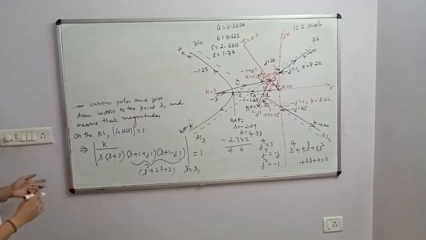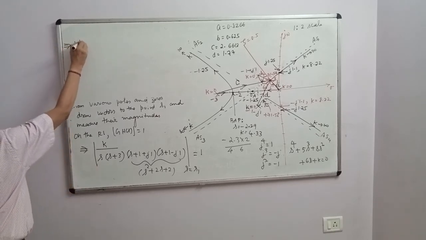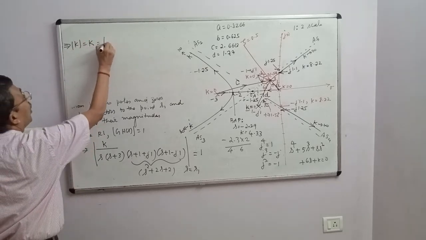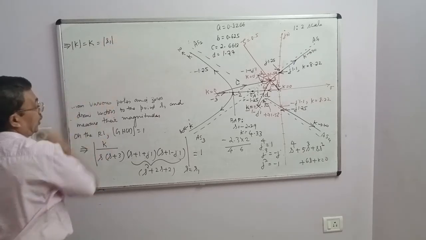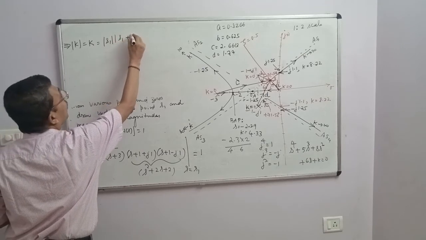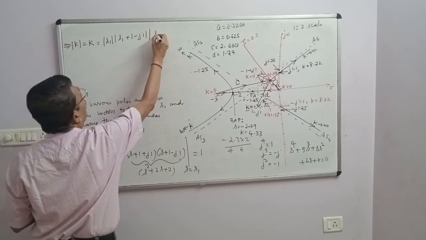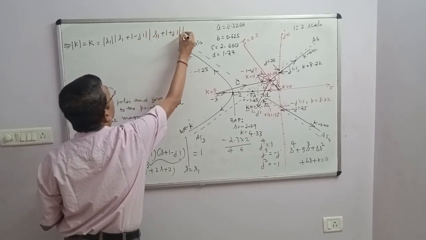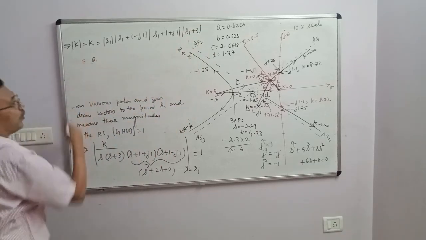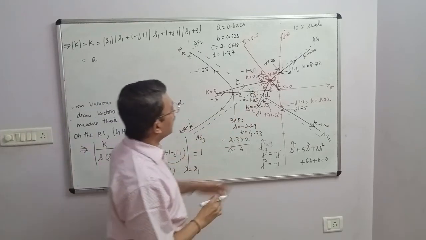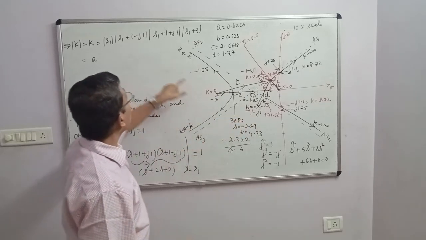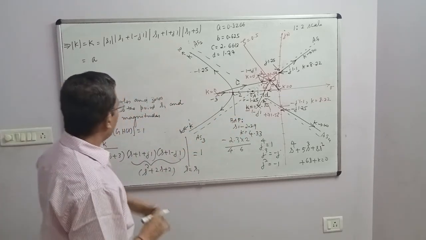So substitute S is equal to S1 and cross multiply. This implies mod K. Mod K is same as K because K is always positive. Mod K is equal to modulus of S1 into modulus of S1 plus 1 minus j1 into modulus of S1 plus 1 plus j1 into modulus of S1 plus 3. Modulus of S1 is A. Magnitude of the vector S1 is A. This is the vector S1. What is this vector? This vector is S1 minus of minus 1 minus j1, which gives you S1 plus 1 plus j1.